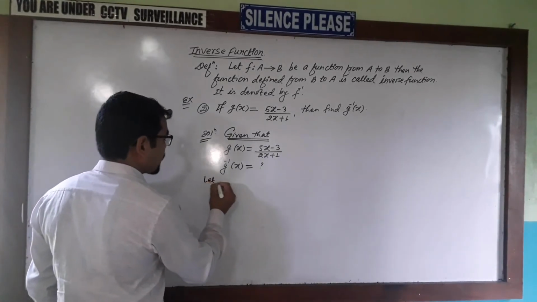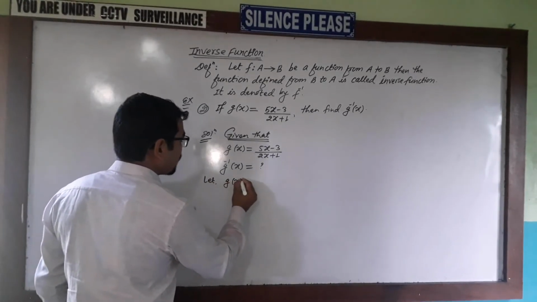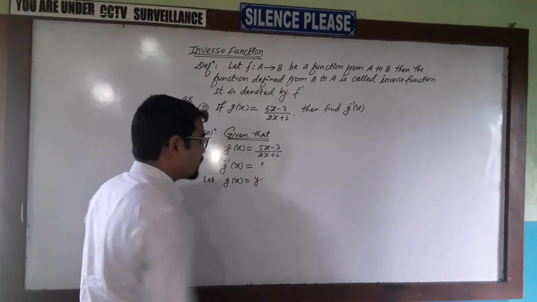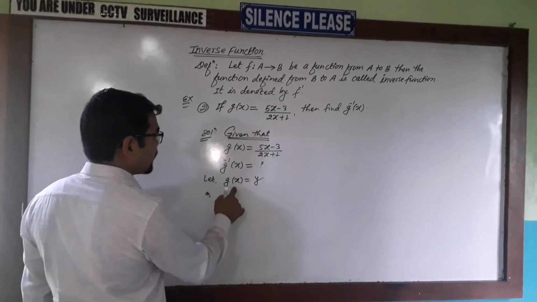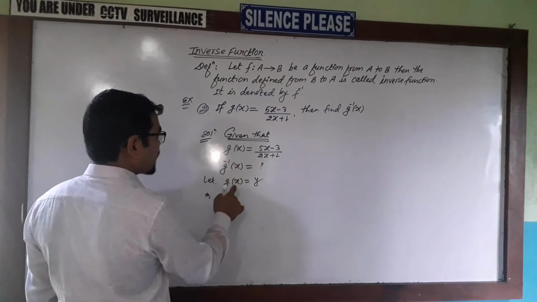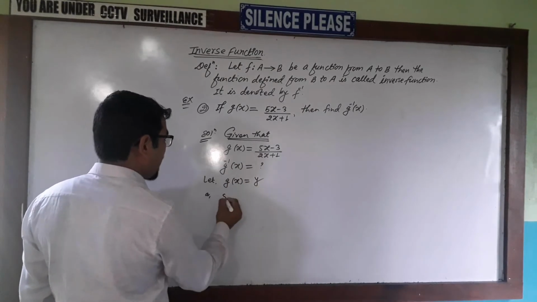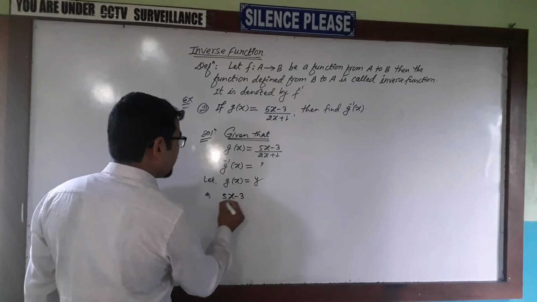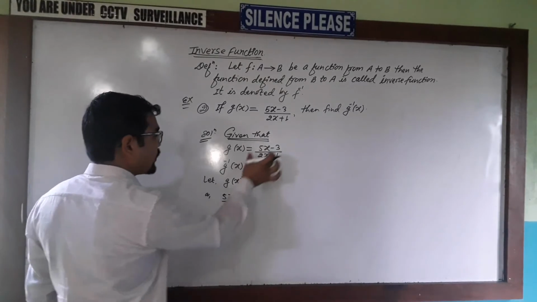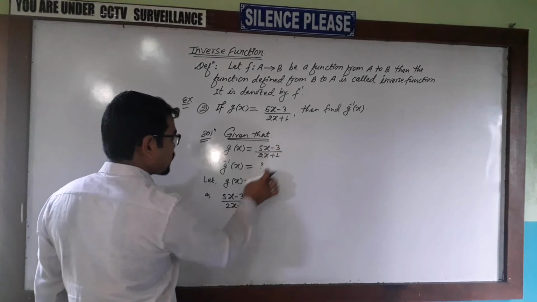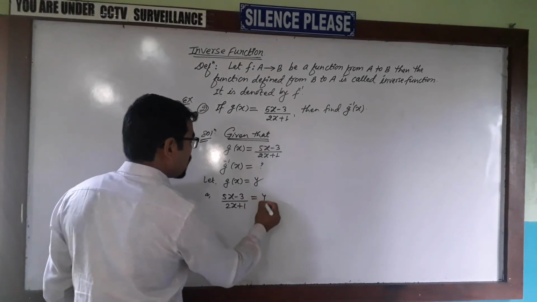So we can do let g(x) be equal to y. Then in place of g(x) we put the given function, (5x minus 3) divided by (2x plus 1), equal to y.